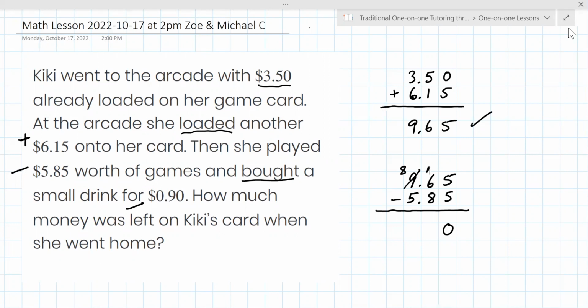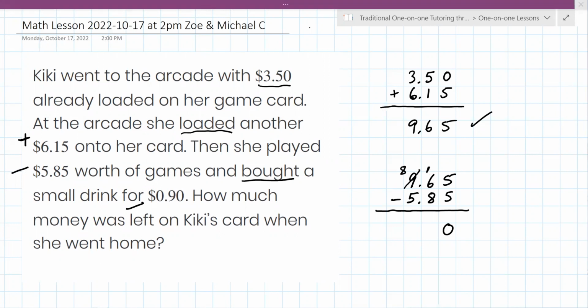I'm asking you, Zoe, what is 16 minus 8? It's 8. Yeah, good. Okay, bring the decimal down. And then 8 minus 5 is 3. So you got $3.80.